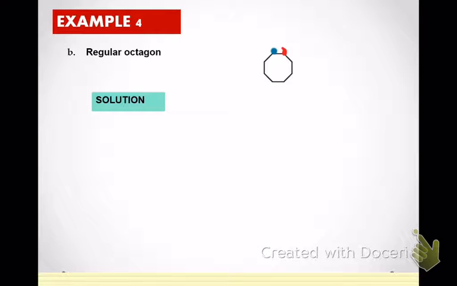Would it be 45? How'd you get that? 360 divided by 8? Yeah, we'd take 360 and we would divide it by 8. It would be a 45-degree rotation, because we're just turning it. Then I could keep turning it 45 degrees 8 times, and then I would end up back at the beginning.